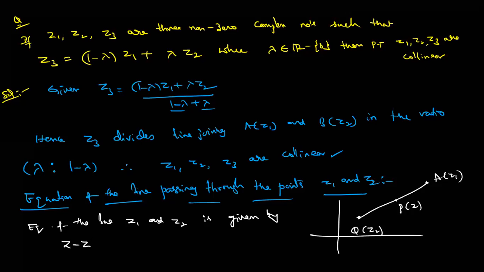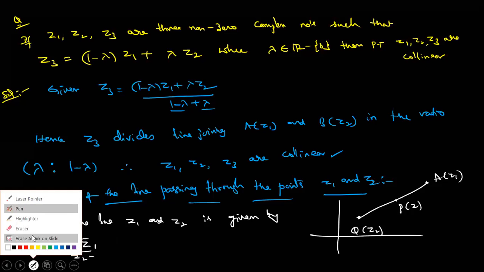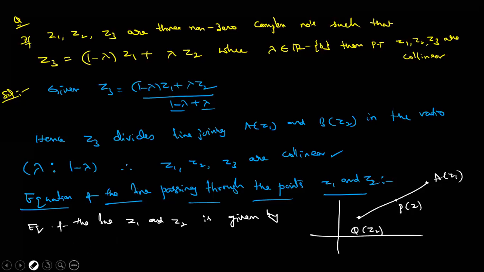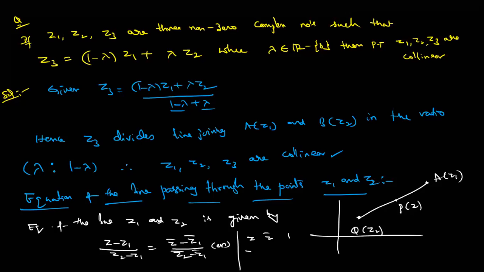So the formula, please remember: (Z minus Z1) by (Z2 minus Z1) equals (Z bar minus Z1 bar) by (Z2 bar minus Z1 bar). That is the form. In matrix form, how to write the determinant form? Determinant with rows Z, Z bar, 1; Z1, Z1 bar, 1; Z2, Z2 bar, 1 is equal to 0. That is the equation of the line.